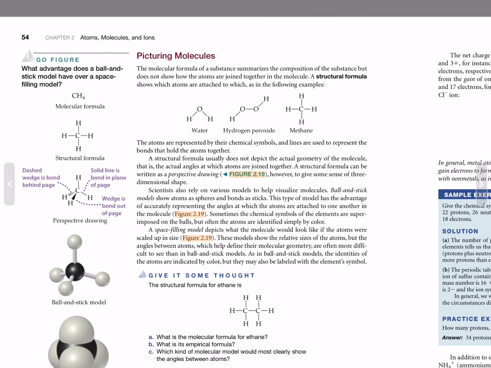A space-filling model depicts what the molecule would look like if the atoms were scaled up in size. These models show the relative size of atoms, but the angles between atoms, which help define their molecular geometry, are often more difficult to see than in ball and stick models. As in ball and stick models, the identity of the atoms is indicated by color, and they may also be labeled with an element symbol.